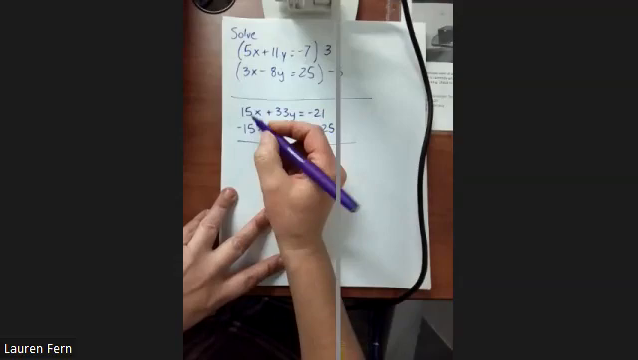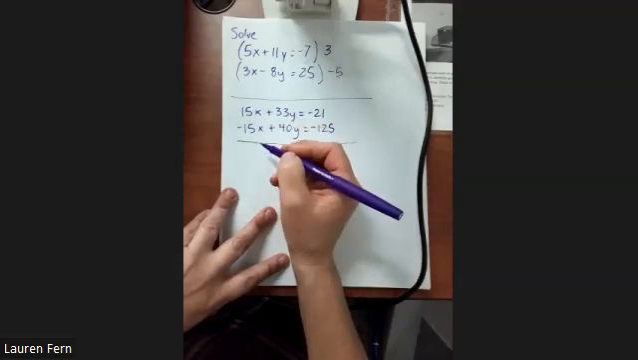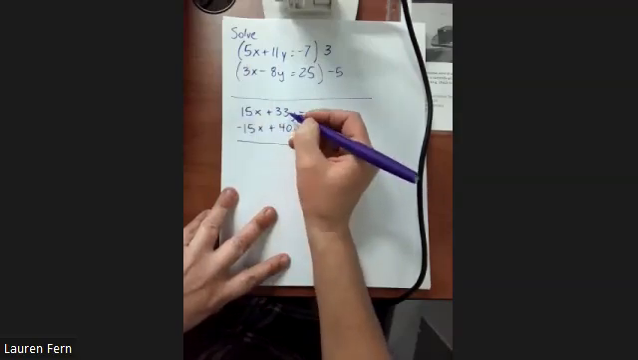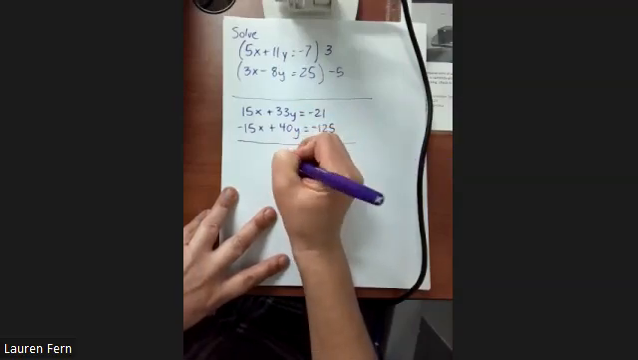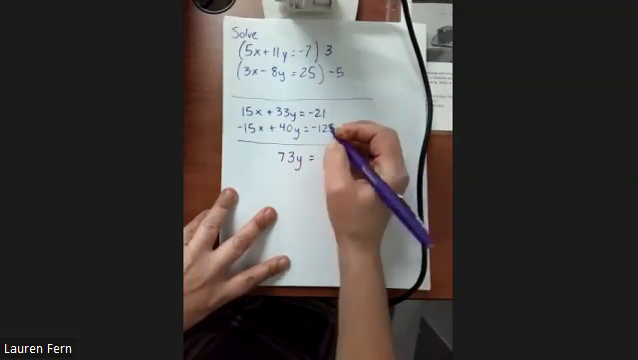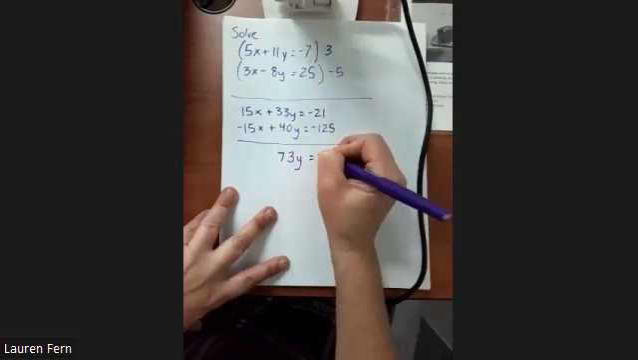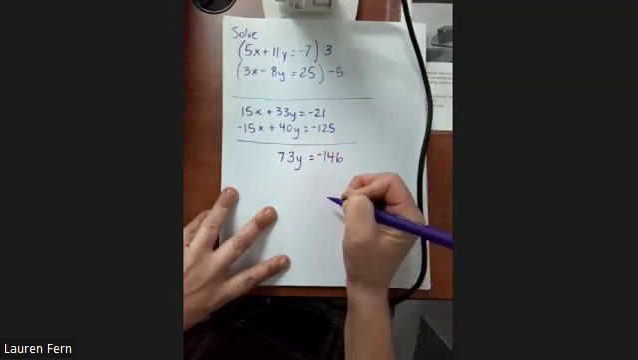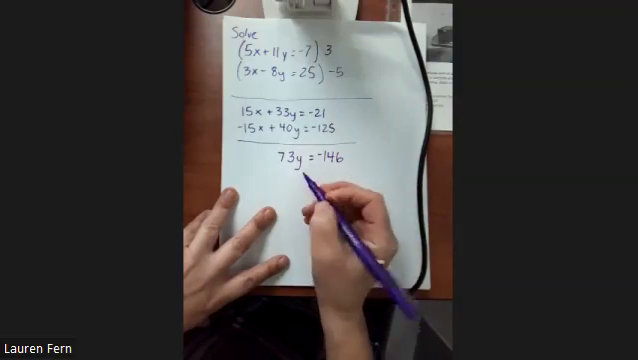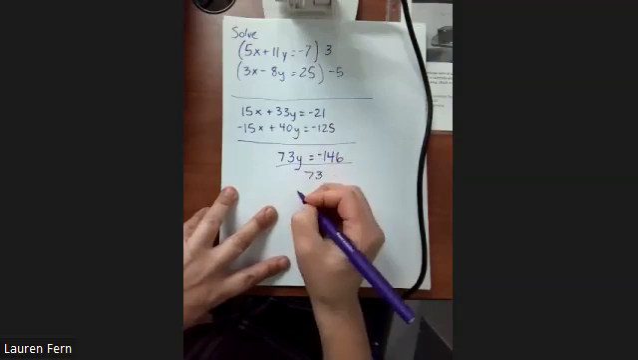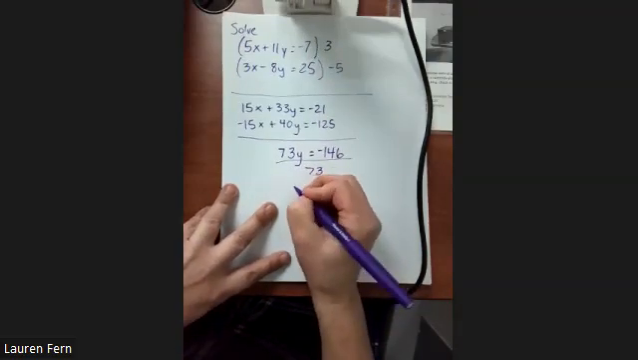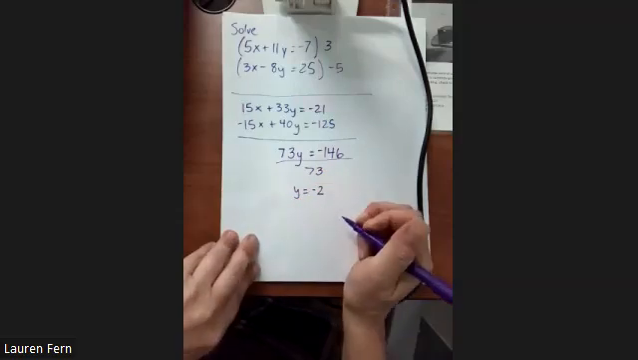Now what we do is we add them up. What is 15x and -15x? They cancel out. What is 33y plus 40y? 73y. And -21 and -125 is -146. How do I get y all by its lonesome? Divide both sides by 73. And while these numbers look kind of yucky, you'll see you get y to be -2.